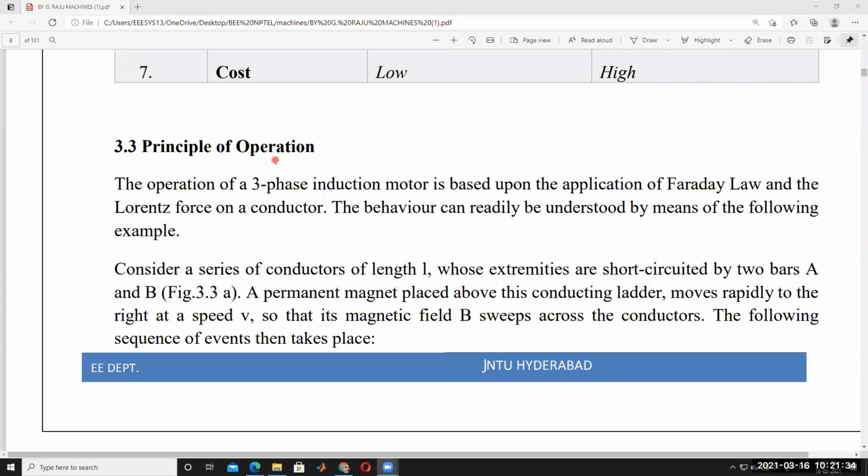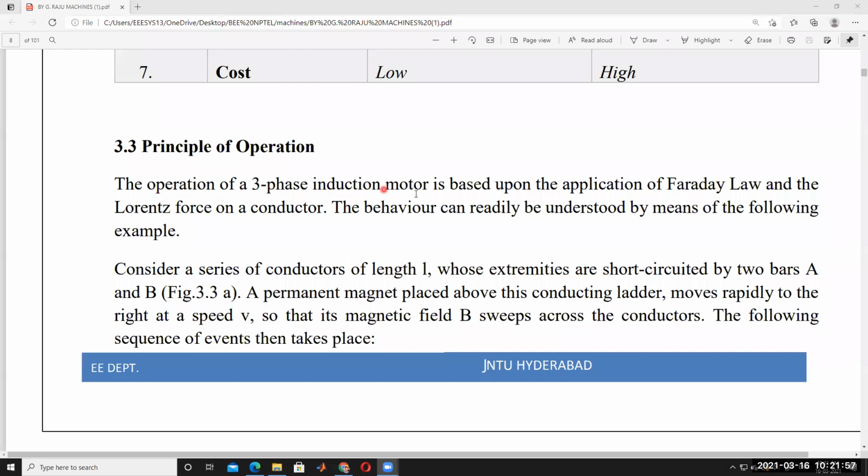Principle of operation of induction motor. The principle of operation of an induction motor can be explained by using Faraday's law and the Lorentz force on a conductor. Based on these two principles, the induction motor works, and that working can be explained using Faraday's law and the Lorentz force on a conductor.